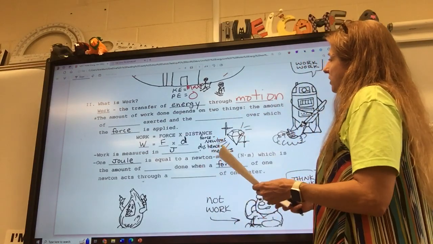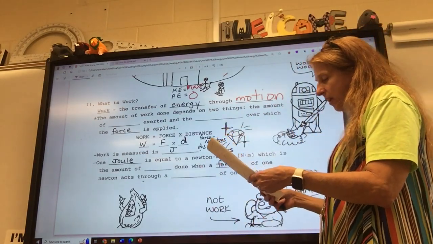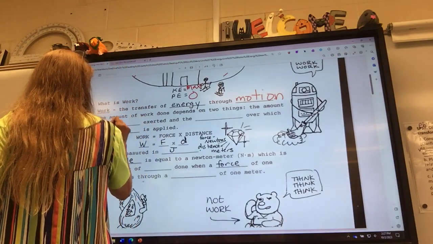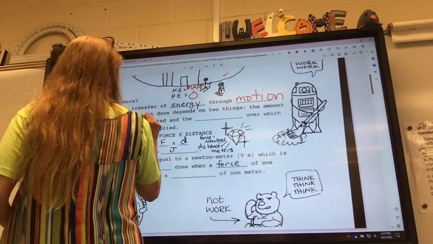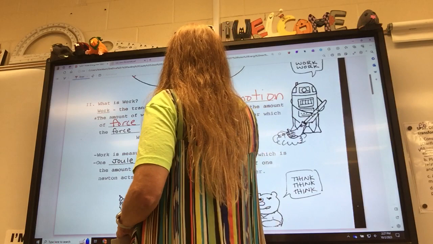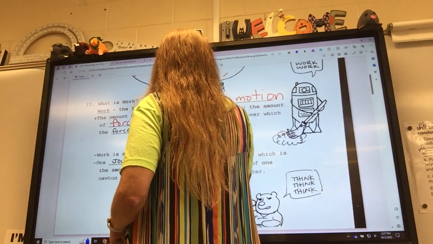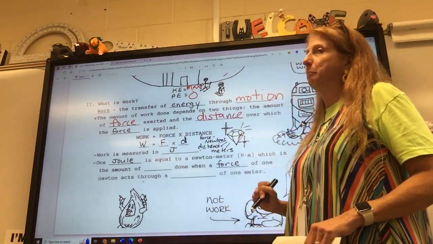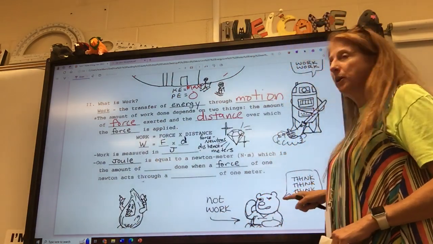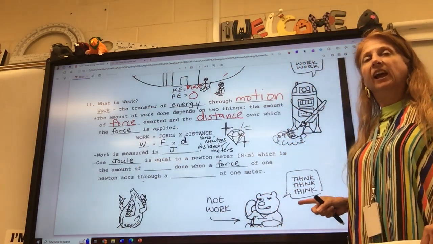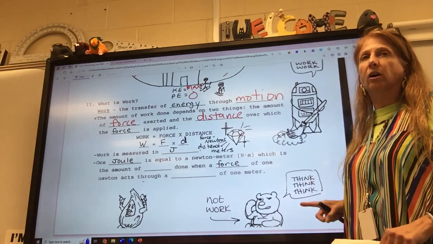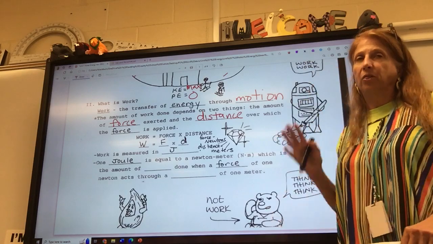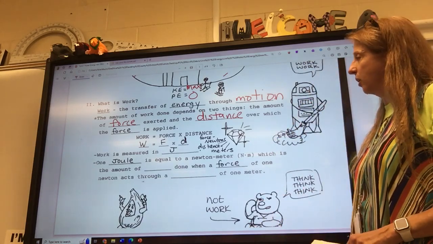The amount of work done depends on two things: the amount of force exerted and the distance it moves over which the force is applied. So like Winnie the Pooh down here going think, think, think, he's not doing any work other than moving his hand to go think, think, think. Thinking, no matter how hard, is not work.